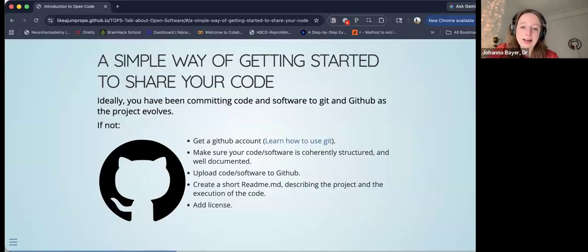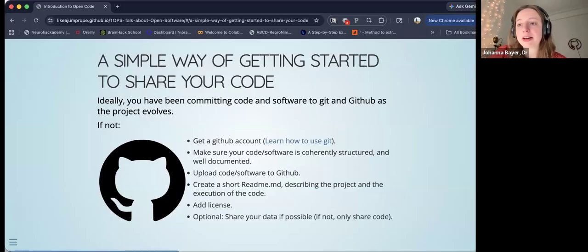It's also always good to add a license. We're also going to talk about that later. And you can also share your data if possible. However, data sharing is usually not possible via GitHub. And I think you have another session on that. But it's always good to share at least some data with your code.